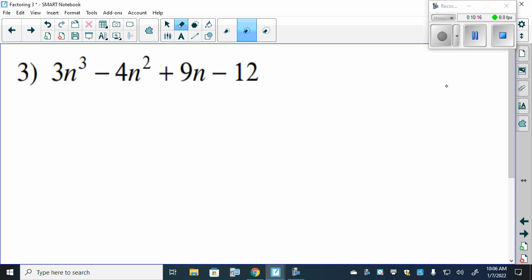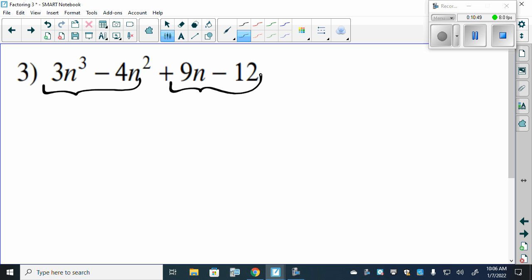3n cubed minus 4n squared plus 9n minus 12. So when we're looking at these here, for the most part, the ones we'll deal with aren't going to be too bad or too difficult. But sometimes, especially when we're looking at these here, the way that we group them may not always be as big of a deal, but we still try to keep them together. Because I'll normally try to work with these two and these two. Now we could rearrange them in different ways and eventually still get to the same conclusion.